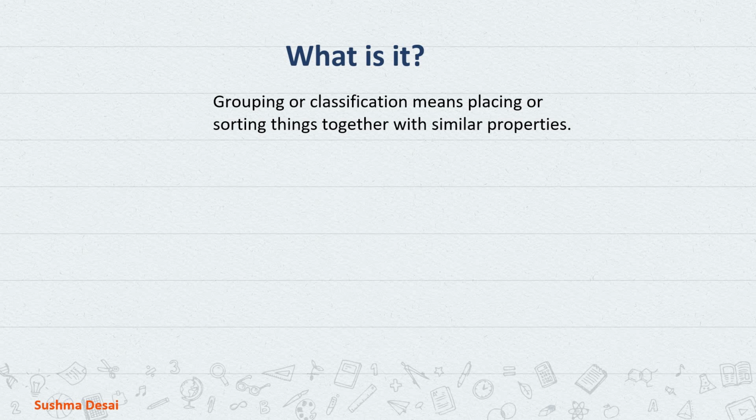So what is grouping or classification? It is sorting the things based on similar properties. Properties can be based on the size, shape, color, or the material that it is made of. So when you separate them by choosing one of the properties, then you can group them into a single group.